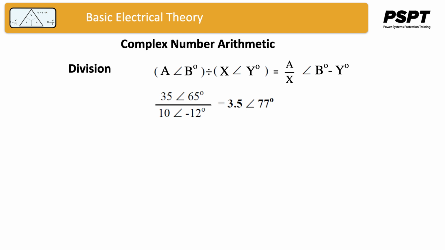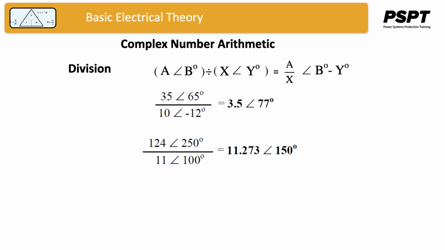In this example, we have a phasor of magnitude 124 at 250 degrees being divided by a phasor of magnitude 11 at 100 degrees. So you would divide 124 by 11, which would give you 11.273, and you would subtract 100 from 250 to arrive at 150 degrees.